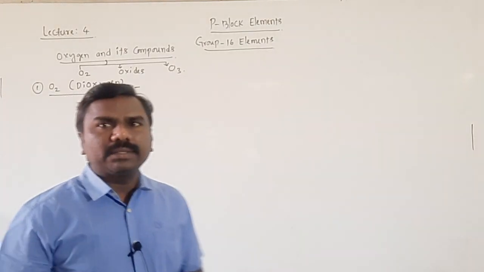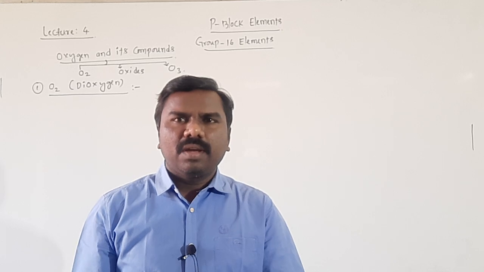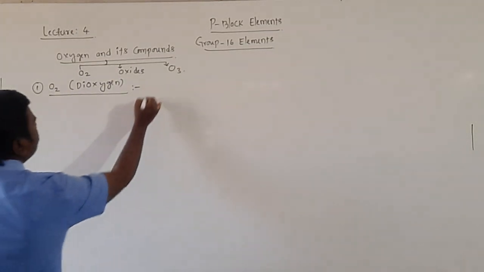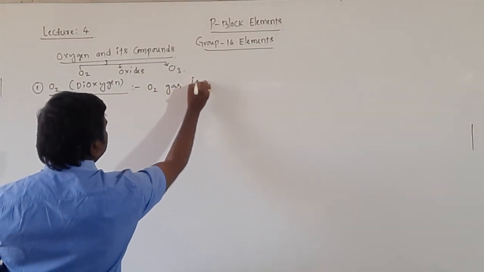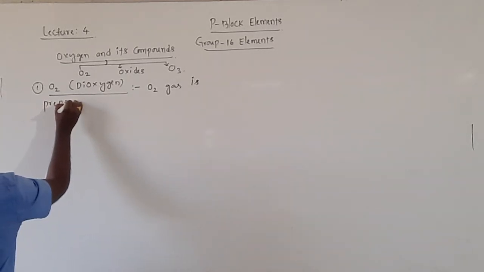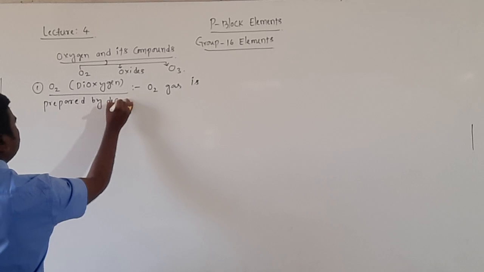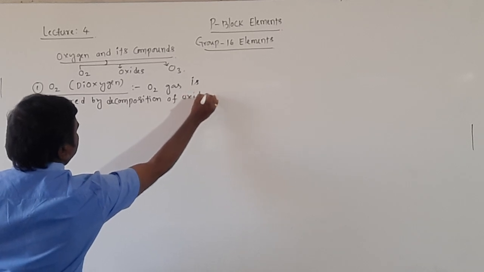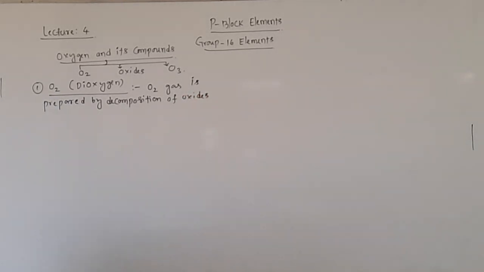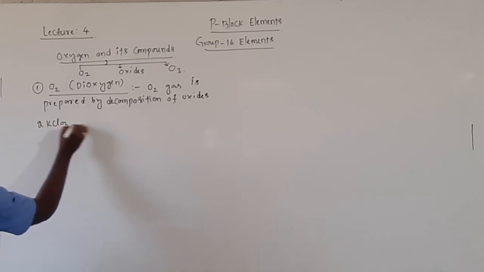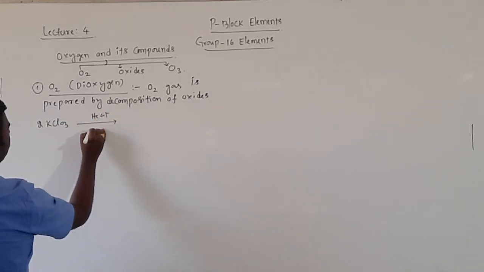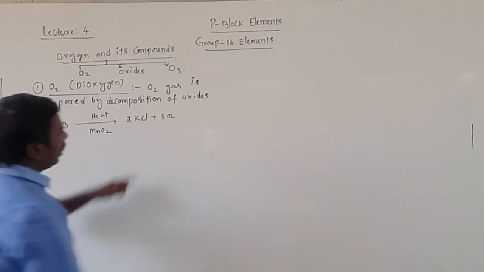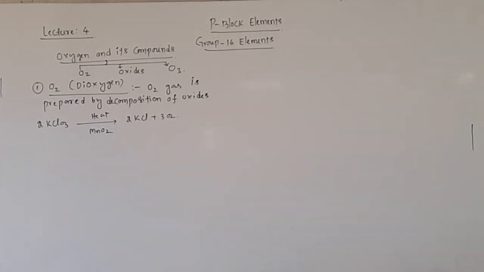You can prepare oxygen by decomposition of oxides. Oxide contains oxygen. When it is decomposed, oxygen gas will be released. O2 gas is prepared by decomposition of oxides. First one, 2KClO3 is decomposed by heat in presence of MnO2 as a catalyst, giving 2KCl plus 3O2. 3 moles of oxygen gas are liberated.